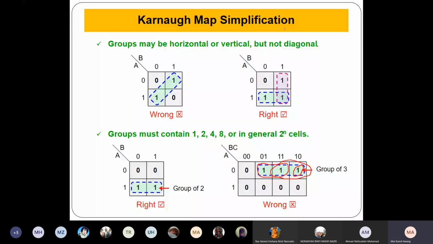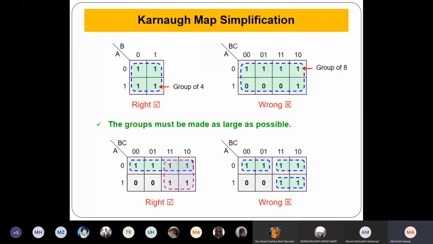Okay. So but now I'm trying to tell you the rule. So you cannot do this. You can only do the grouping in terms of 1, 2, 4, 8. Okay. Alright. Another rule. This is also an example. You can group of 4. This is a group of 4. And this you cannot group. Even though it's a group of 8, you cannot do this because you are mixing ones and zeros. You cannot do this.